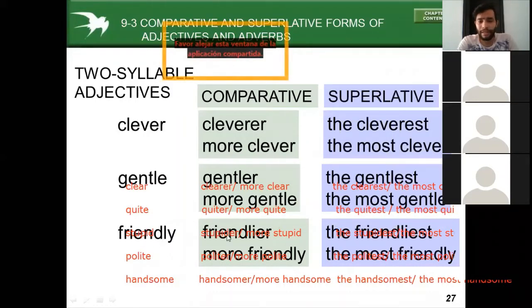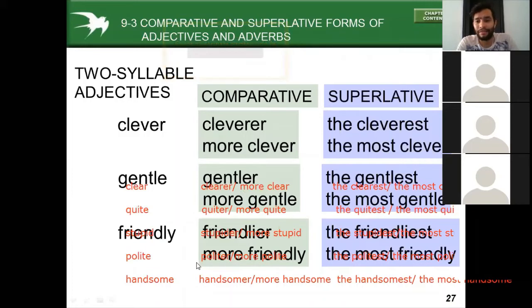En el caso de friendly, pues mucha gente he escuchado decir friendlier and the friendliest, right? Y de los otros, bueno, esto ambos. Stupid, pues las personas tienden a decir more, digo, es más común decir more stupid, pero me gusta más cómo suena el otro. Y en el caso de polite, pues politer es la manera más común.